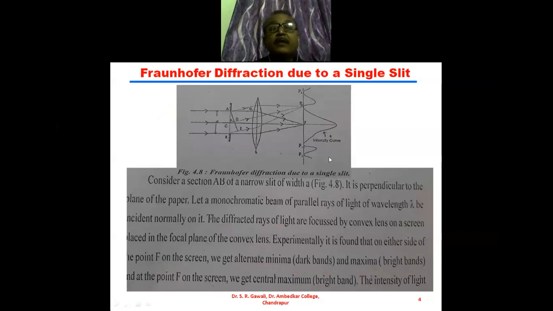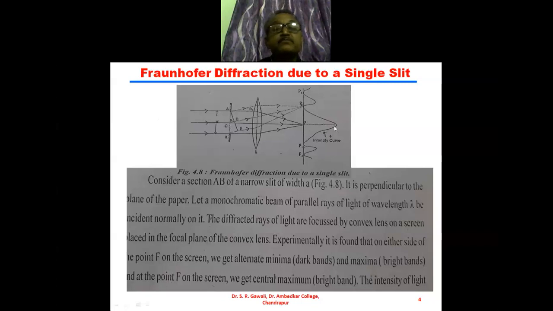So here I have not explained too much about this graph. I have explained up to this particular point F. At this point F, we get the central maximum. Experimentally, it has been found that on either side of the point F on the screen, we get alternate minima, dark band, and maxima, bright band, and we get the central maximum, central bright band at the point F.